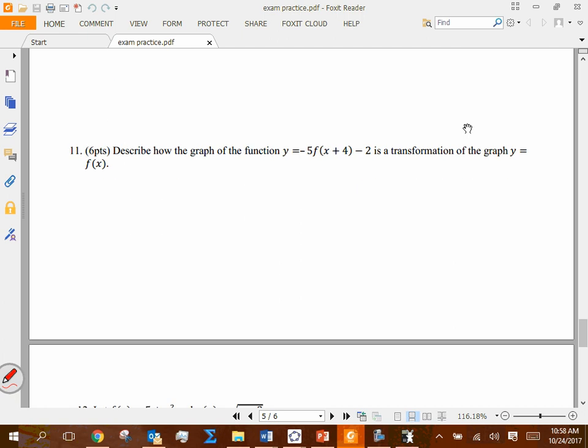Describe how the graph of the function negative 5 times f of x plus 4 minus 2 is a transformation of the graph y equals f of x. So this y equals f of x is just kind of a parent function. Could be x squared, could be x cubed, could be whatever. But we know that the 5 out in front is going to be a vertical stretch. The negative out in front is an x-axis reflection. The plus 4 on the x is going to move left 4 units, and then the minus 2 is going to move down 2 units.